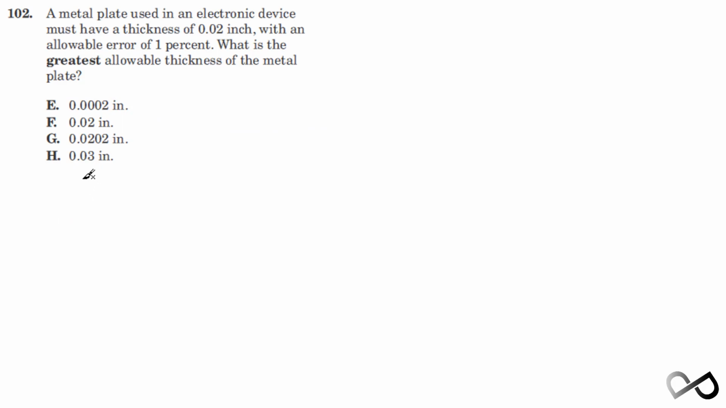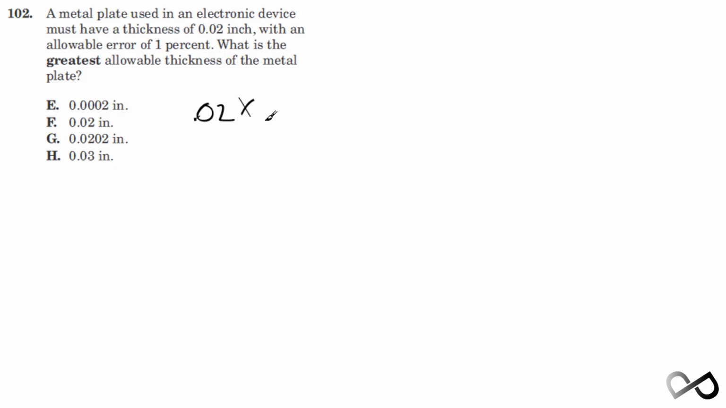Number 102. A metal plate used in an electric device must have a thickness of 0.02 inch with an allowable error of 1%. What is the greatest allowable thickness of the metal plate? So let's first figure out what is 1% of 0.02. So this is what we need to do. We need to say 0.02, and we're going to multiply that by 1%.